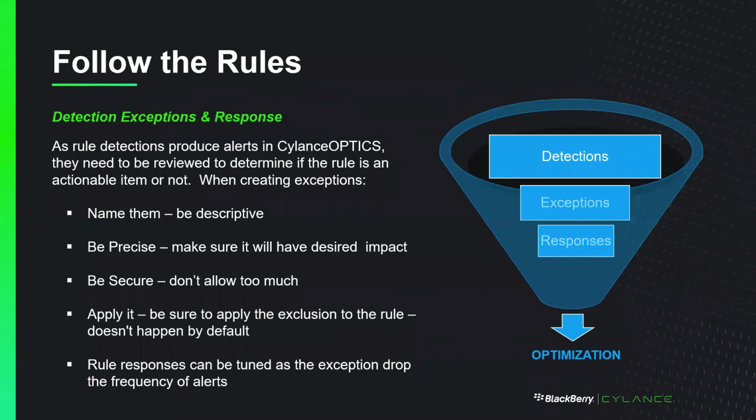Last but not least, and Jack can probably talk to this, apply it, right? Make sure that you apply the exclusion to the rule that you want, because it doesn't necessarily do it by default. You can create a masterfully crafted exception, but if you don't apply it to a detection rule set, it's not going to go into play. So make sure you're double checking that you're actually applying those exclusions to the rules as you create them.